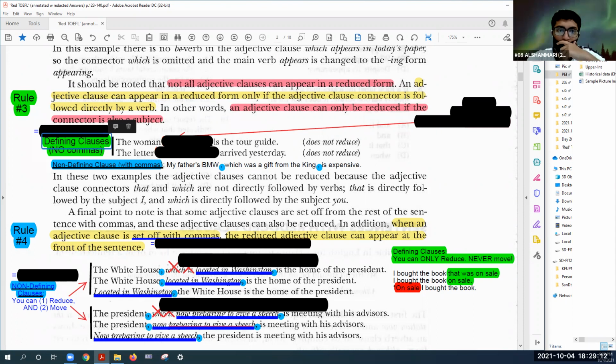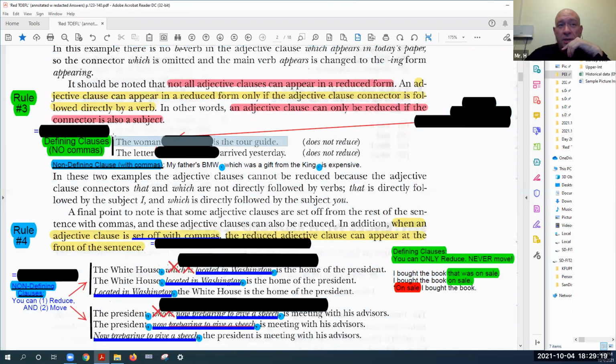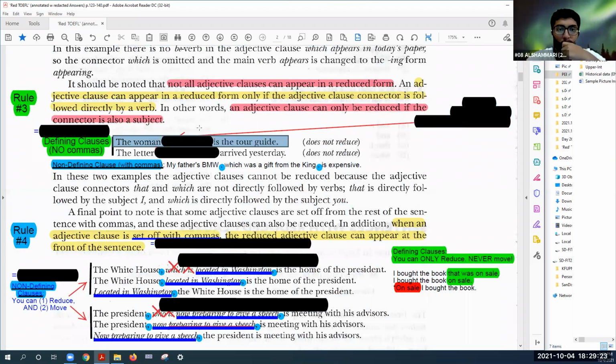So look at the first example here. Read this example that I've got right here, Shemari. The woman is the tour guide. Okay. The woman is the tour guide.